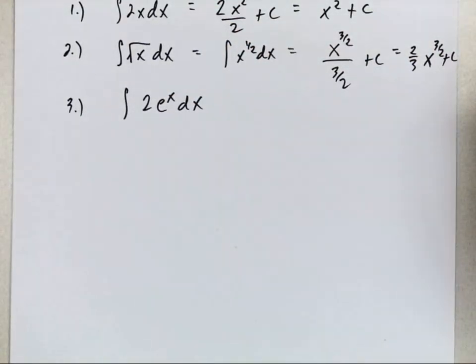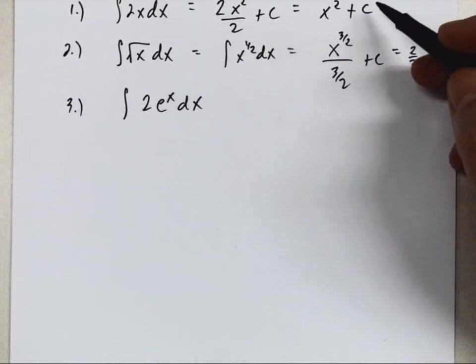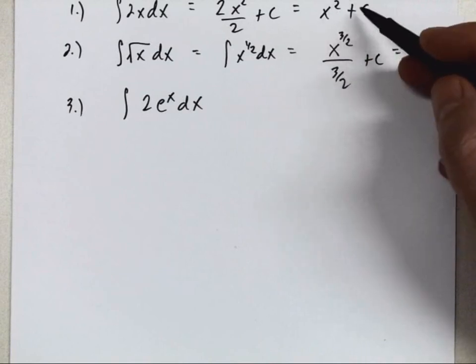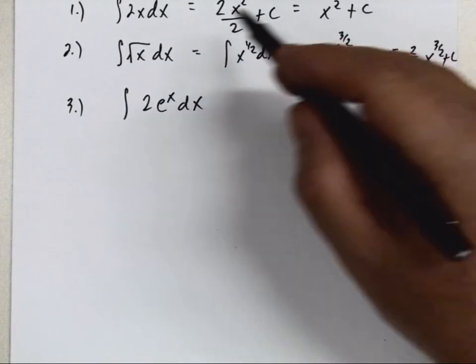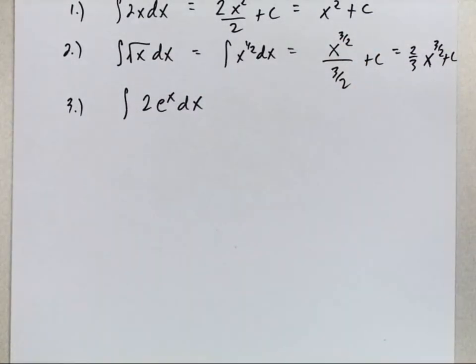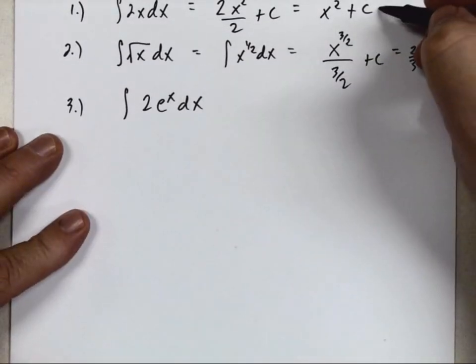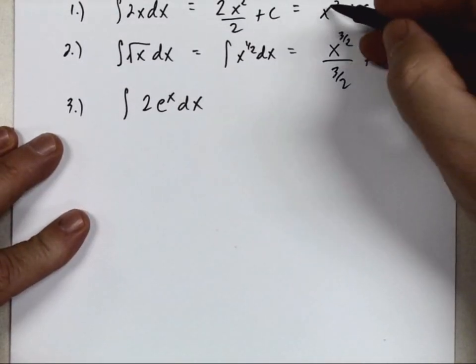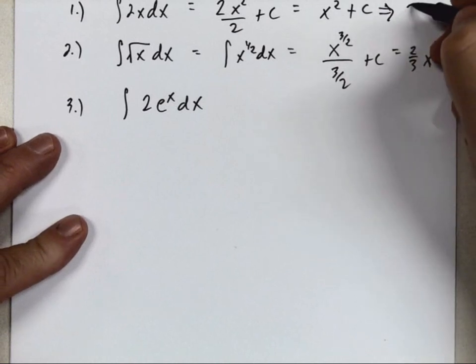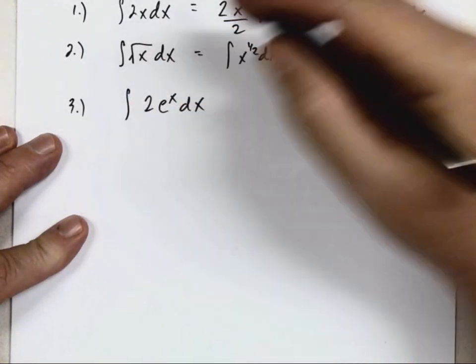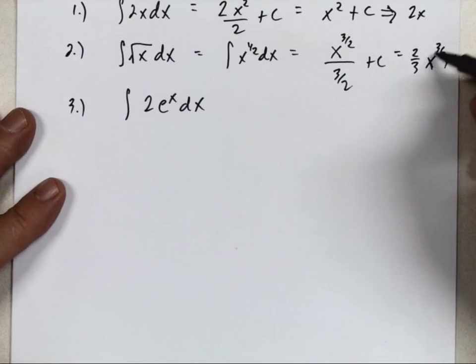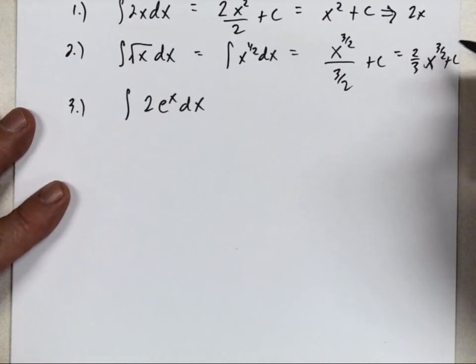Now, what's interesting is, if you're ever doing some integrals on a test and you're all done and you have time and you want to check your work, you know what you do? If you take the derivative of your answer, you should get the original integrand. So in other words, if I take the derivative of x squared plus c, it's 2x, which is what I started with.